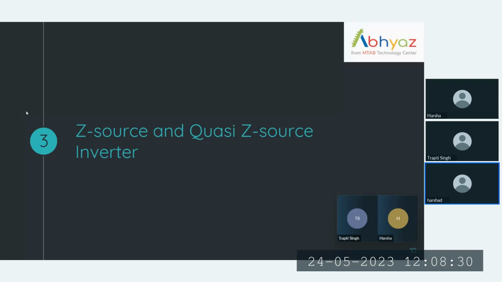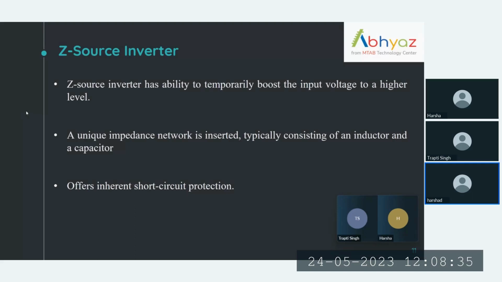Now let us understand more about Z-source and quasi-Z-source inverters. In that, first I will explain about Z-source inverters. It has the ability to temporarily boost the input voltage to a higher level. This is achieved by inserting a unique impedance network consisting of inductors and capacitors. The impedance source network offers short circuit protection during shoot-through conditions.